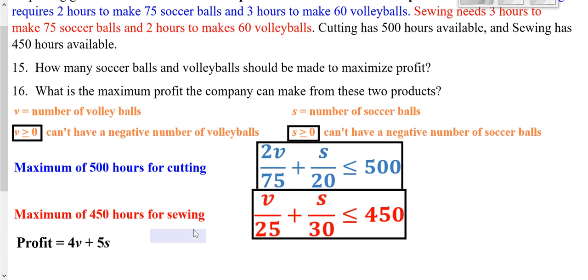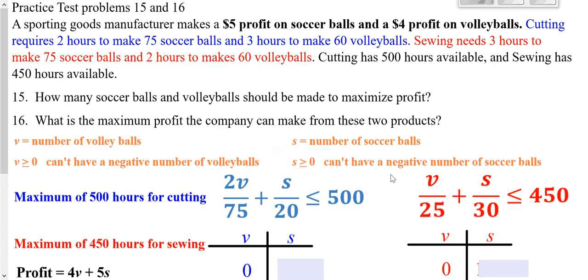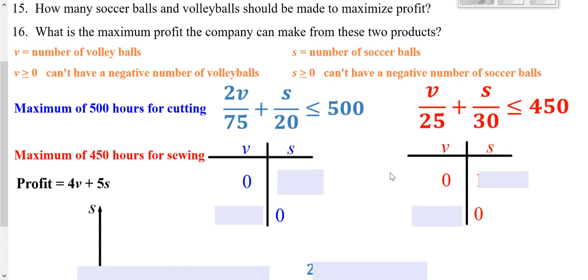We now have to graph this and find our corner points and plug our corner points into our profit. Now, v greater than or equal to 0, s greater than or equal to 0 just puts us into the first quadrant. So all we have to do then is make a t-chart for the blue and the red. So we take 0, plug it in for our v, and it knocks this fraction out. We'd have s divided by 20 equals this. So to multiply both sides by 20, and we get 10,000.